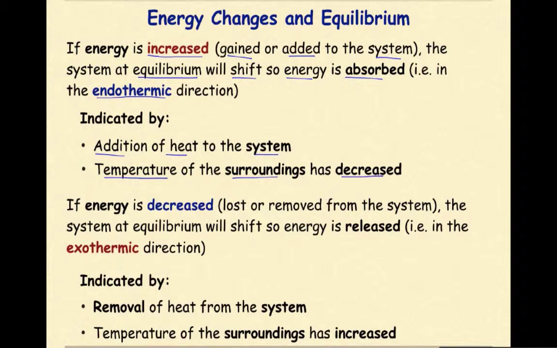At the same time, if energy is decreasing in the system, in other words, lost or removed from the system, the system at equilibrium will shift so energy is released, in other words, in the exothermic direction. This is indicated by the removal of heat from the system, and more noticeably, the temperature of the surroundings has increased. So if we see an increase in the temperature in the surroundings, we know that it's an exothermic reaction and energy has been lost or removed from the system.